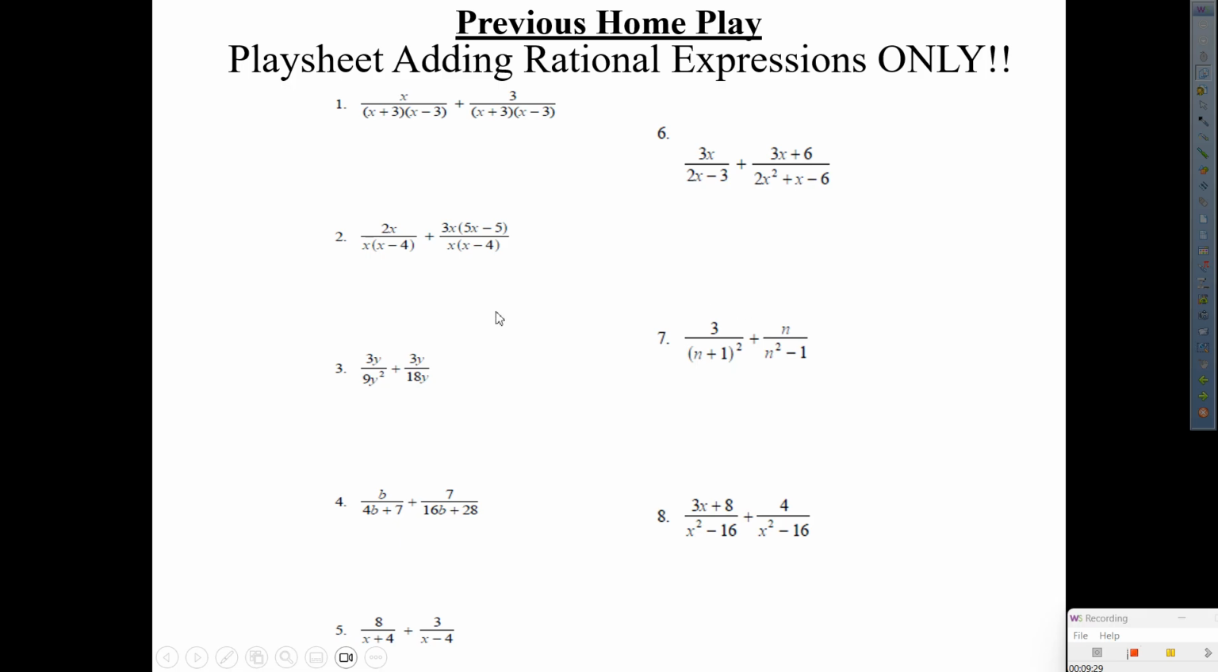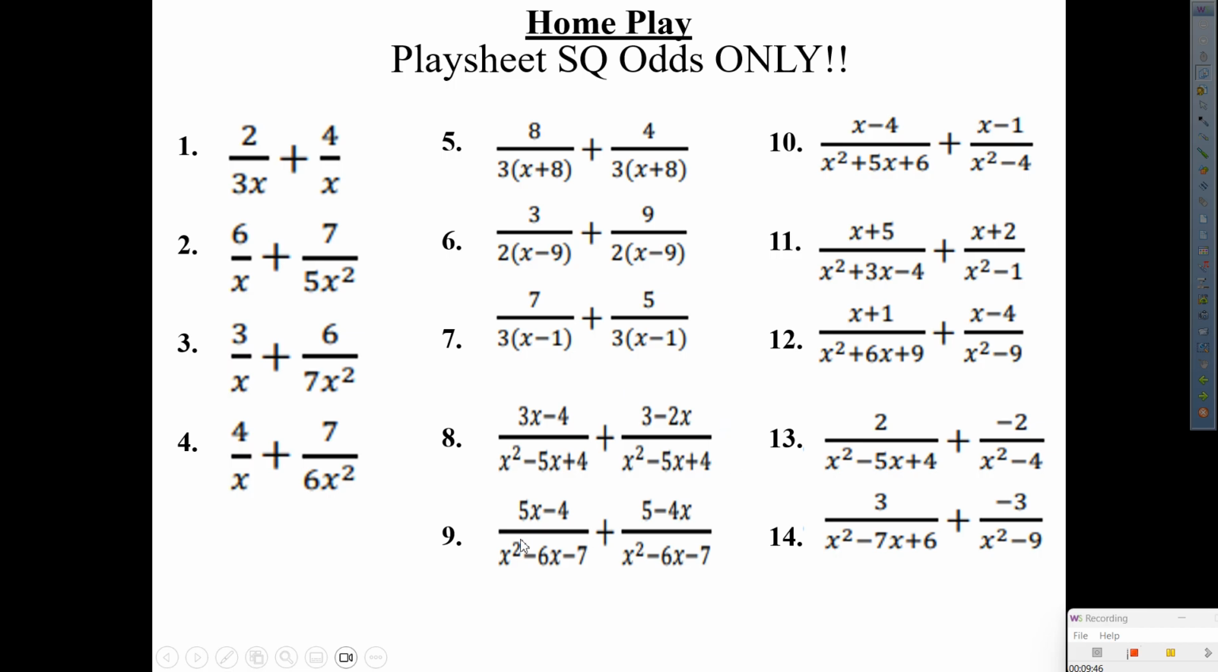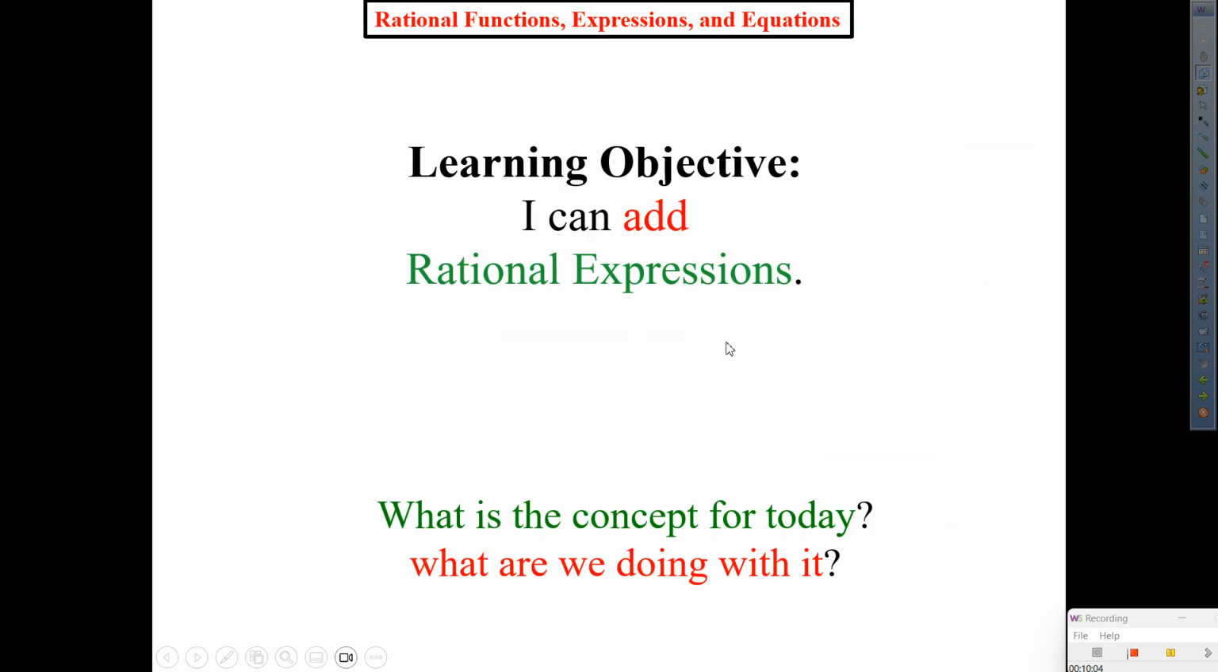Tonight's home play looks like this. Those of you following on YouTube, we have only 14 problems. But since we're only doing odds, how many are those? Joseph. Let's go. All right, I'll give you guys some time to turn that in and get a Cornell note ready, please.